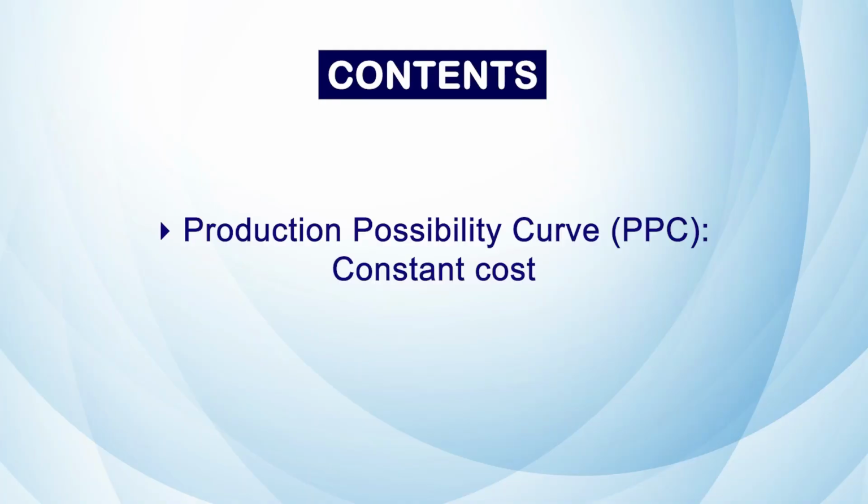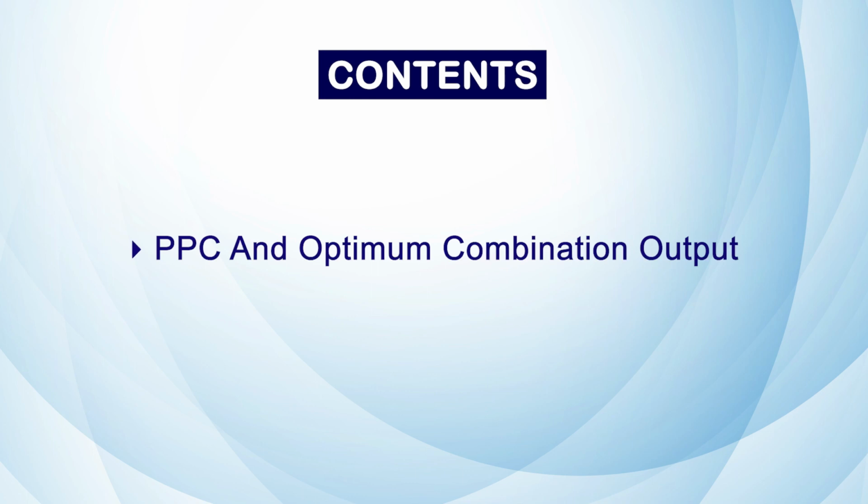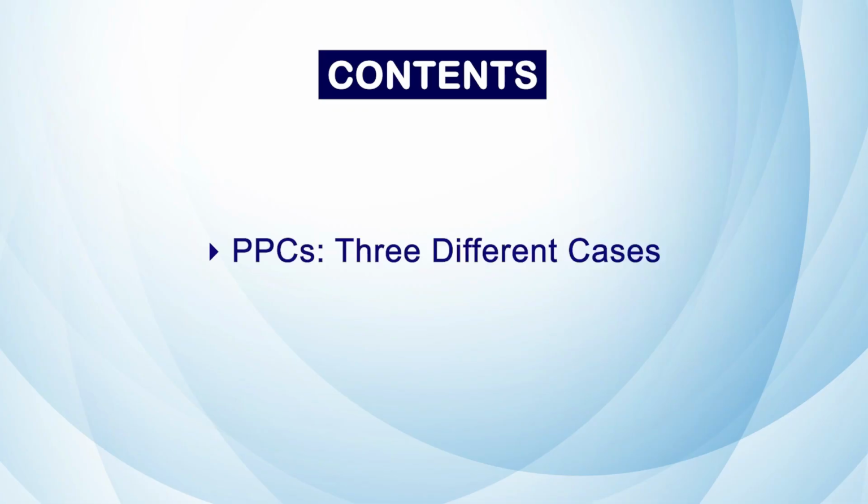The important part is that this PPC can be drawn or explained under three conditions. One is the constant cost condition, the second is the increasing cost condition, and the third, which I have not used in much detail in this lecture, is the decreasing cost. And what are the properties of this PPC, what is the role of this PPC in deciding the optimum combination of output, and how this PPC is related with the output, that is going to be discussed there. And then the change in the shape of PPC under three different cases. What are the cases? I will explain later on.